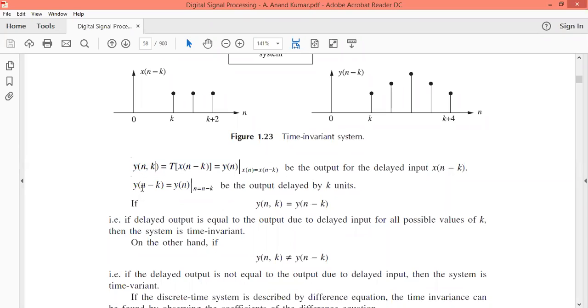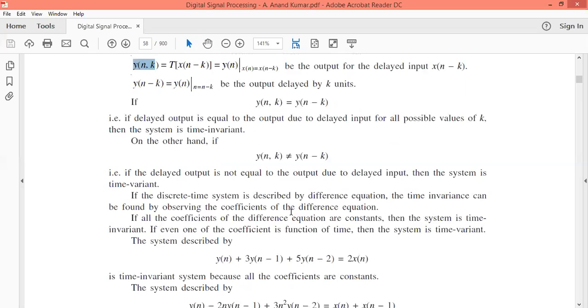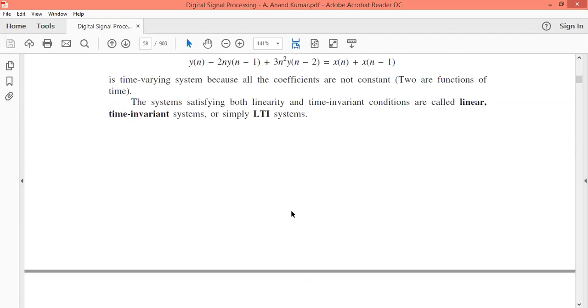Then we replace all n values in the equation with n minus k. That is nothing but y of n minus k. So in y of n, n should be replaced with n minus k. Now, if y of n comma k is equal to y of n minus k, then we say that it is a shift invariant system. Otherwise, we say that it is a shift varying system. Now we see this example here.